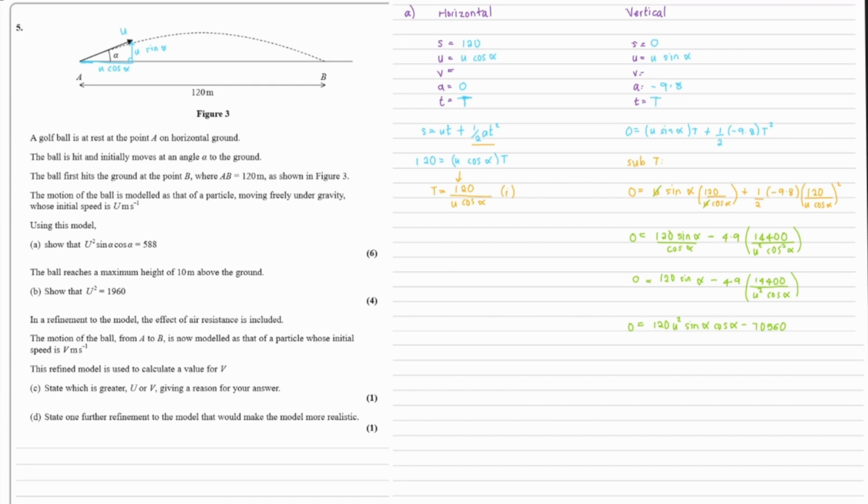So now we just need to try and make u squared sine alpha cosine alpha the subject. So we will move our 70,560 to the other side, and we can divide both sides by 120, which will now give us 588 is equal to u squared sine alpha cosine alpha, as required.